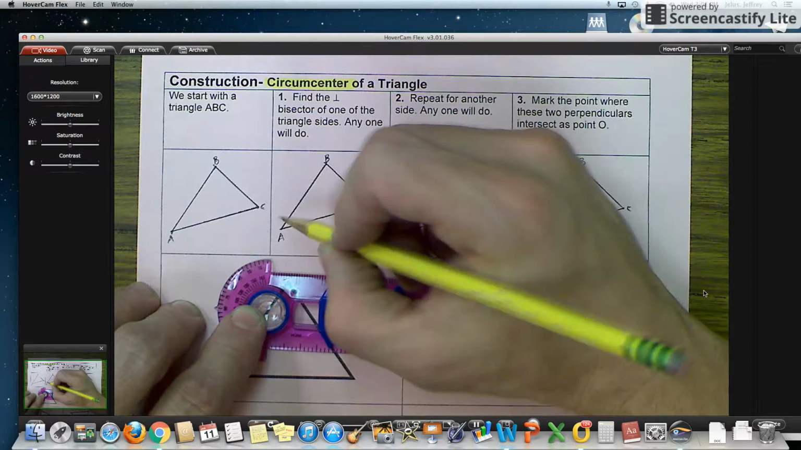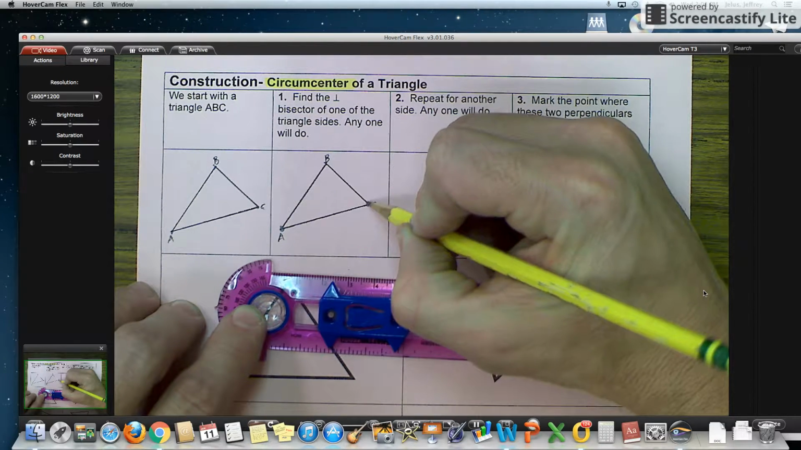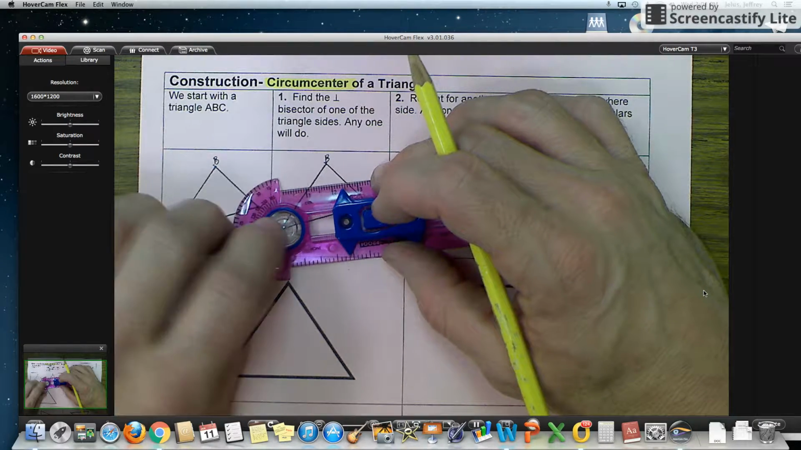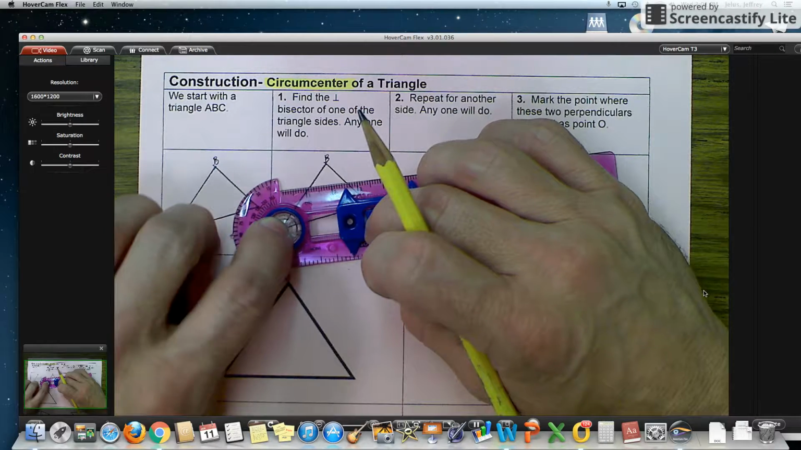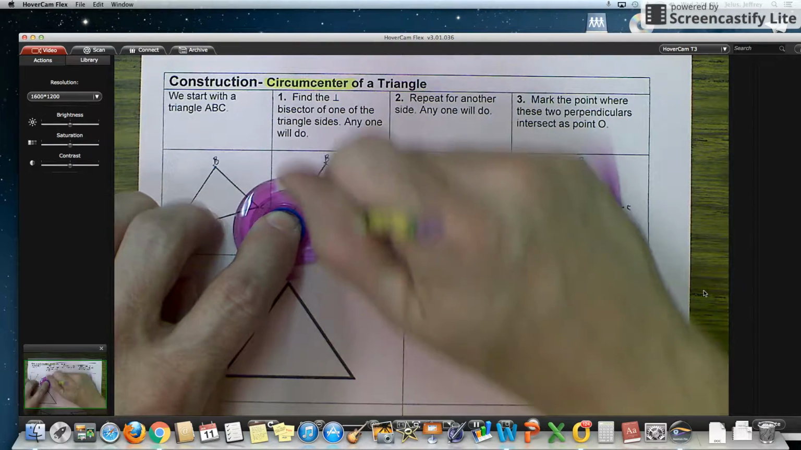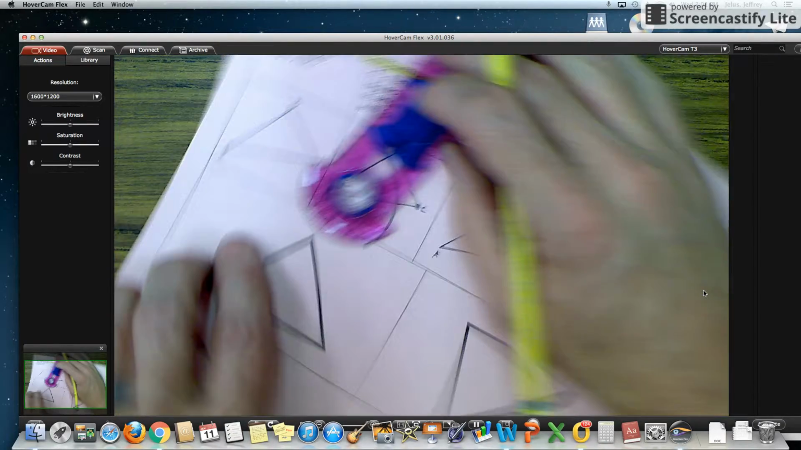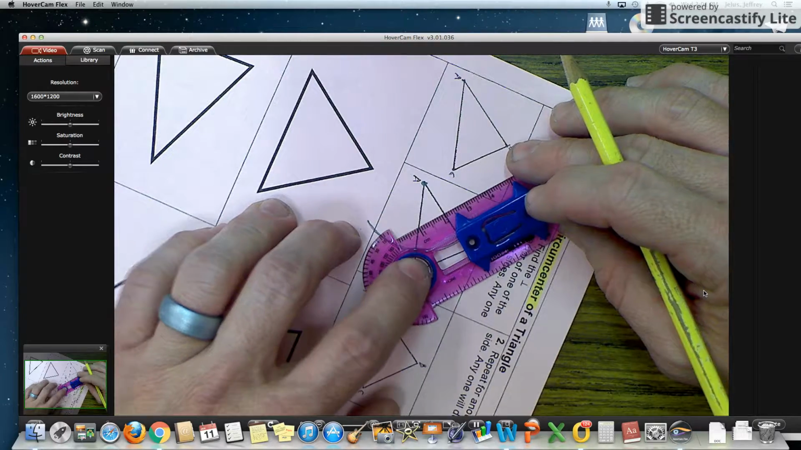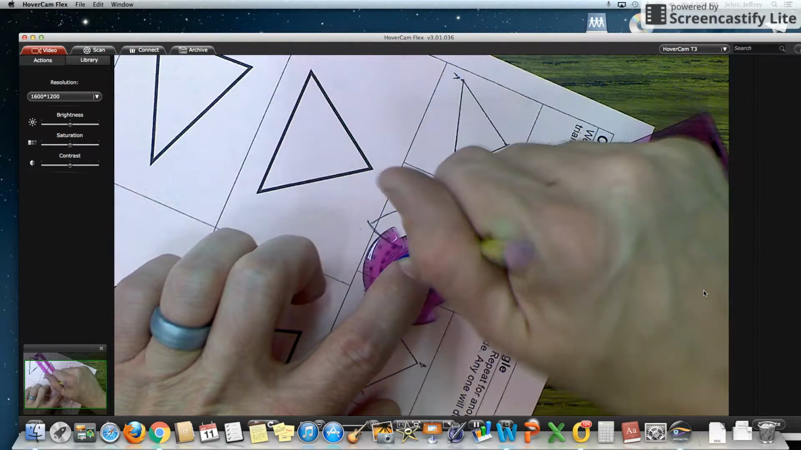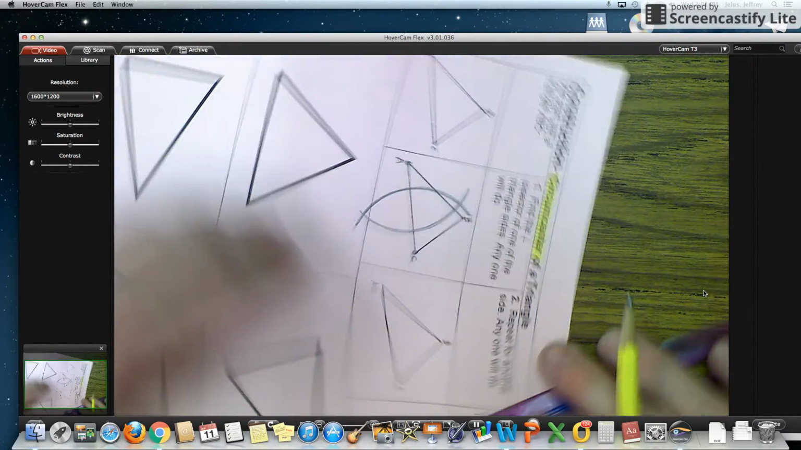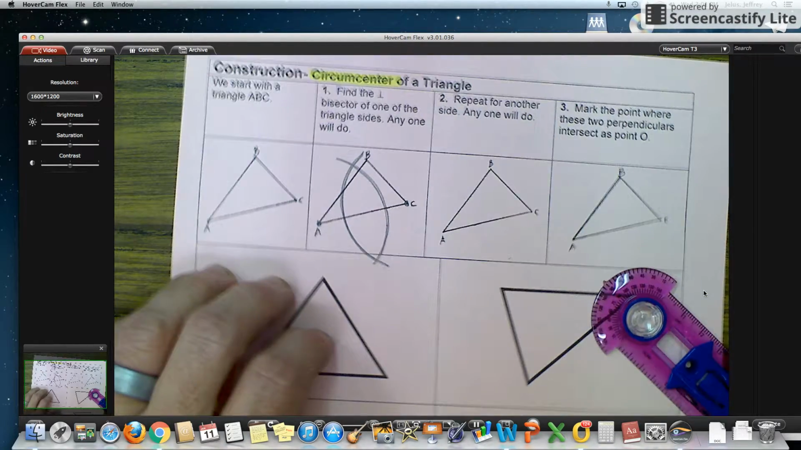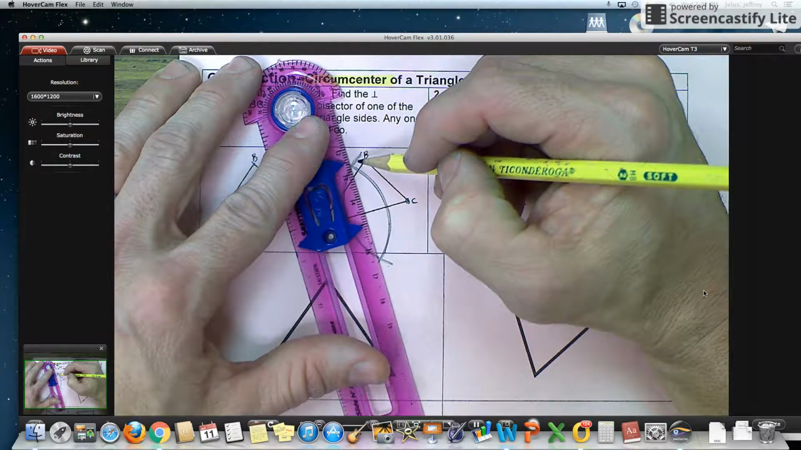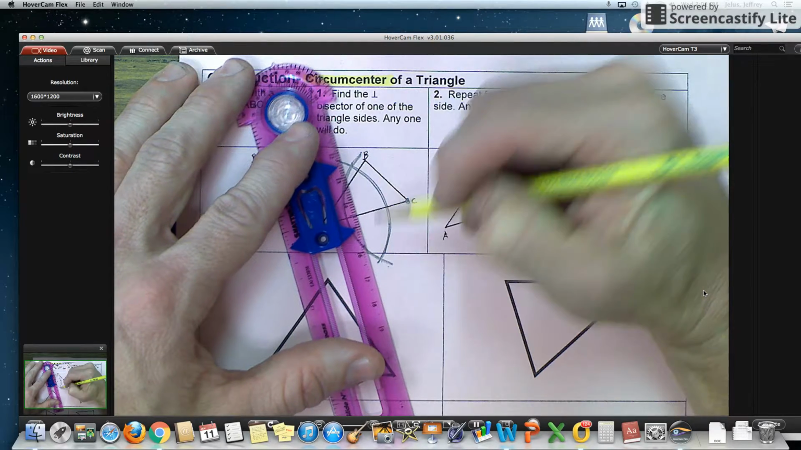Any one will do. So I'm going to select side AC, and I'm going to find the perpendicular bisector. Remember, we put the edge over, we slide our slider beyond halfway, and we make an arc. Then we rotate our paper, and we put our edge of our compass over point C, and we make another arc. Those two arcs make a football. Then we take our football and we draw a line, our perpendicular bisector, through the two points where the football intersect.